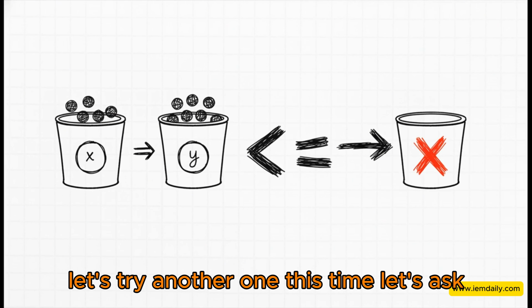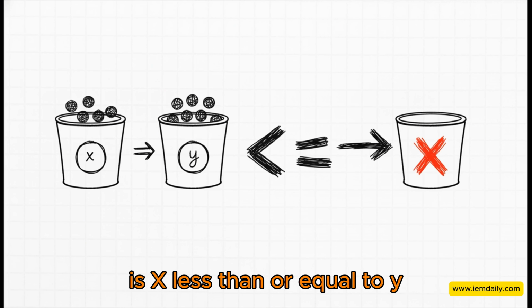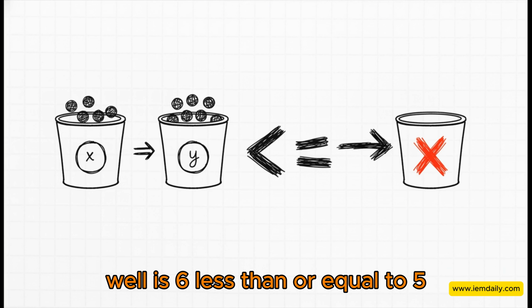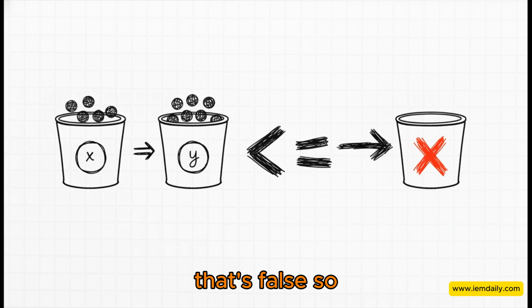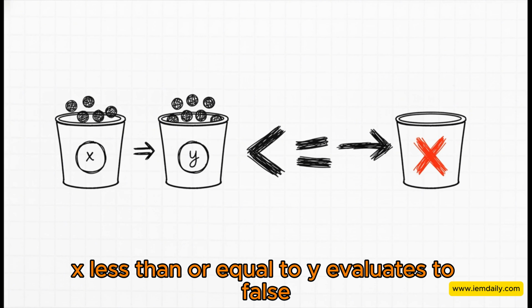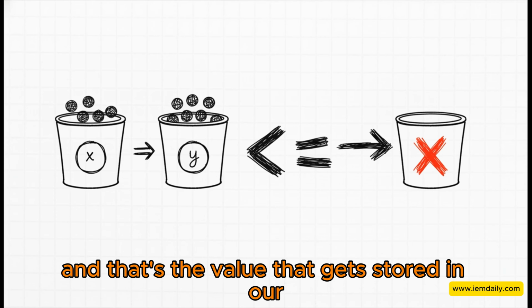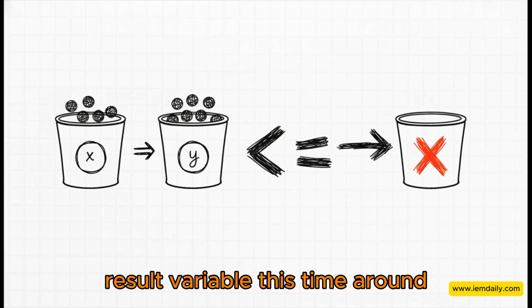Let's try another one. This time, let's ask, is x less than or equal to y? Well, is 6 less than or equal to 5? No, of course not. That's false. So, the expression x less than or equal to y evaluates to false, and that's the value that gets stored in our result variable this time around.